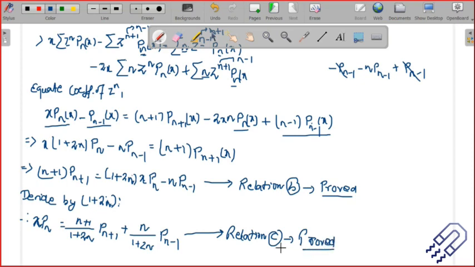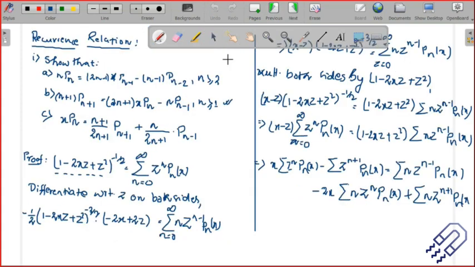Done with relation B. Okay, and then we have got relation C. Relation C is also not very difficult. See here, sorry, relation A. If we check with relation B, this is npn, this is 2n minus 1, this is n minus 1. We have got n here, this is n minus 2. That means everywhere, if you replace this n with n minus 1, you are going to get relation A. Okay, let's do it and I think it will be more clear.